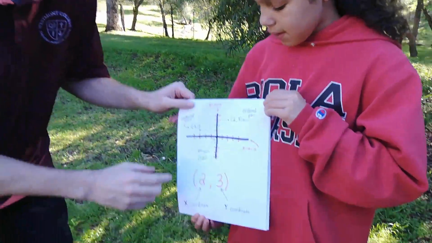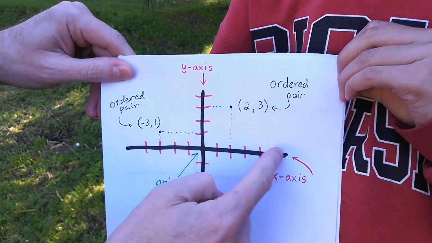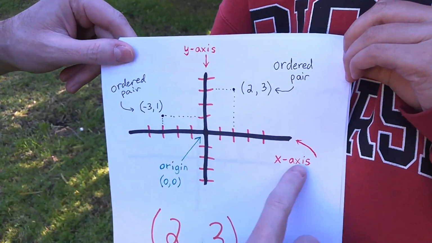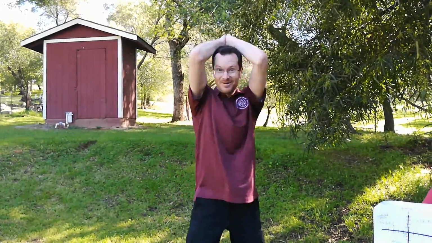First thing we're going to learn when we graph is what an ordered pair is and what a graph, a coordinate plane, all these definitions. So here we go. First and foremost, this right here is a coordinate plane. This is the x-axis right here, and this is the y-axis. Demonstration: the x-axis goes horizontally, this way. And the y-axis is up and down.